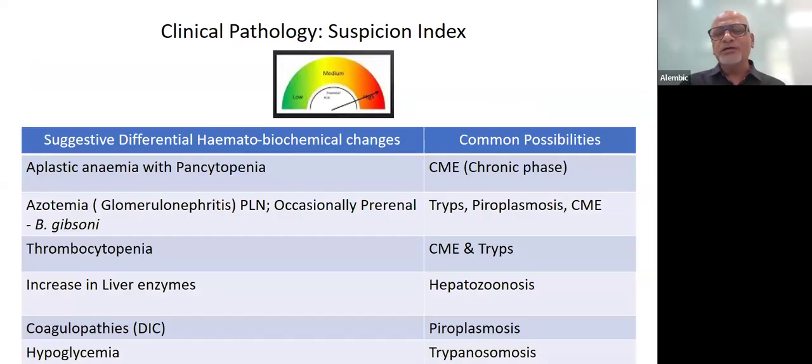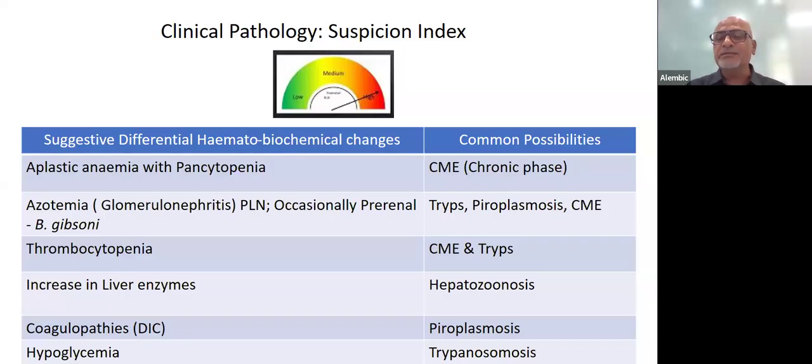Like symptoms, even in clinical pathology there are certain changes which are suggestive of certain diseases because they occur more frequently, the magnitude is more, and their duration is also there. Like, we have seen in aplastic anemia, it is a clear case of canine monocytic ehrlichiosis because there is thrombocytopenia, anemia, and also leukocytopenia. Then azotemia or proteinuria you will find basically in trypanosomosis and pyroplasmosis.